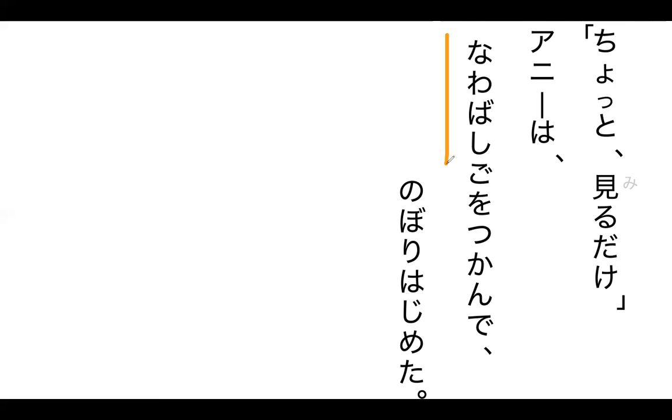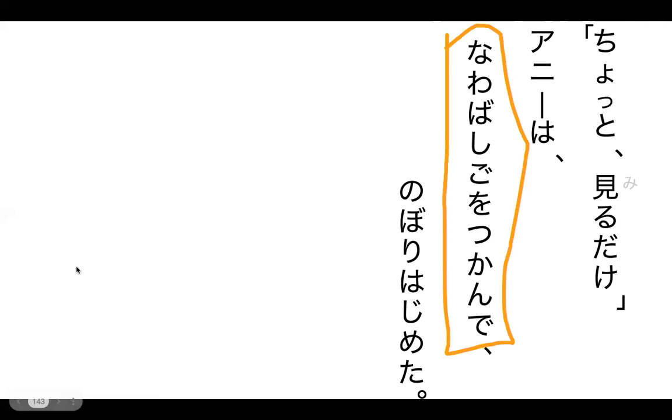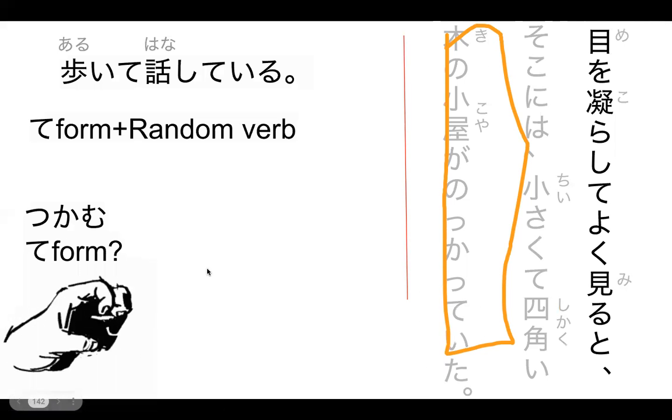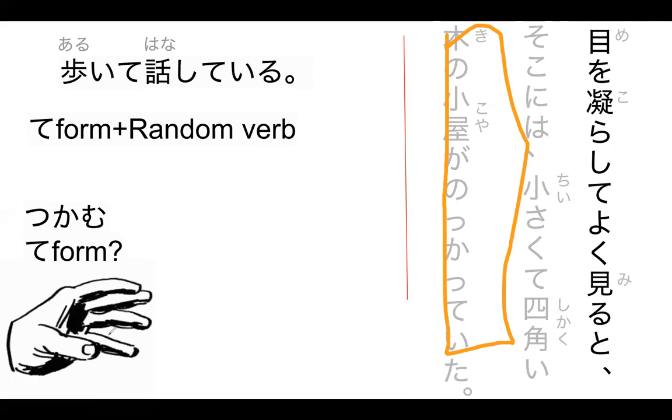Then we have nawabashigo o tsukande. What does that mean? So the rope ladder was tsukande. Oh, what was tsukande? What could that be?